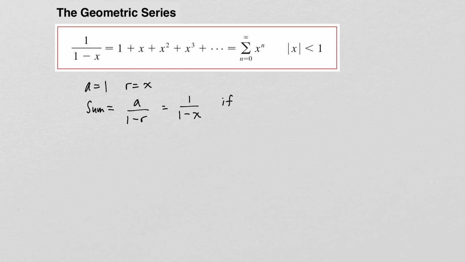And of course, this is only true if the absolute value of the common ratio, which is x, is less than 1. So we know that this series has a sum equal to the function 1 divided by 1 minus x, as long as x is a number in between 1 and negative 1. So what we say here is that this power series represents the function 1 over 1 minus x as long as x is a number in this domain.